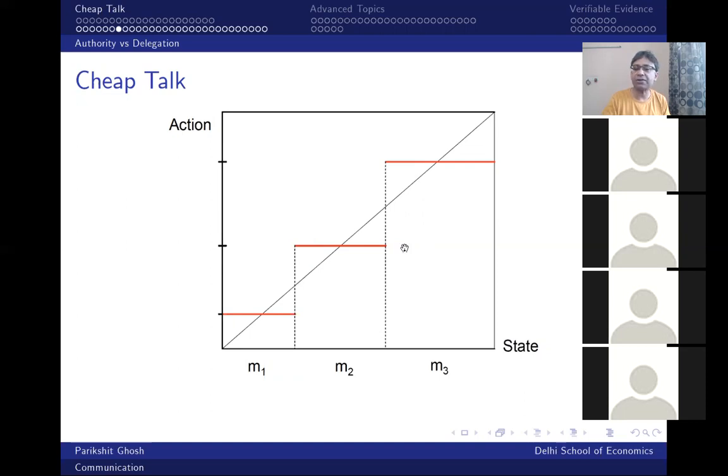It's a step function, right? As we cross from one interval to the other, the action changes discontinuously. It becomes the midpoint of the next interval. So that's the correspondence. On the other hand, if the receiver delegates the decision-making, then what will the graph look like, right? The action-state graph, right? How does the state of the world translate into some action? That becomes an entirely different thing.